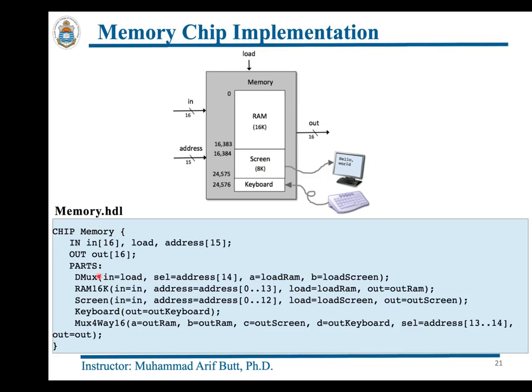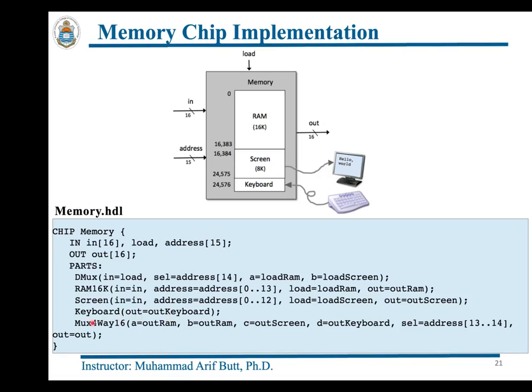Next line of code uses a RAM16K chip. Just note the address part, which is the initial 14 bits of the address, and also note the load input of this RAM16K chip, which is the load RAM output of this demux. Similarly, the next line of code is the built-in screen chip. Over here, note the address part, which is the initial 12 bits of the address, 0 to I think it should be 11 over here, I don't know. Also note the load input of this screen is the load screen, which is the output of this demux.